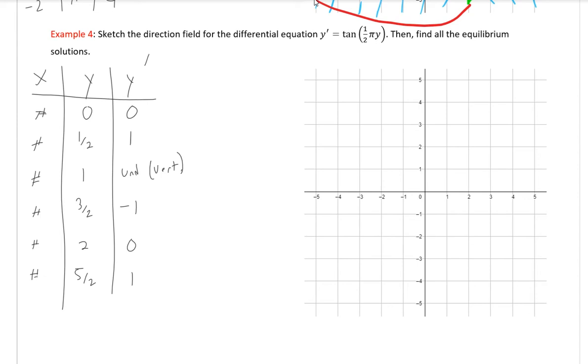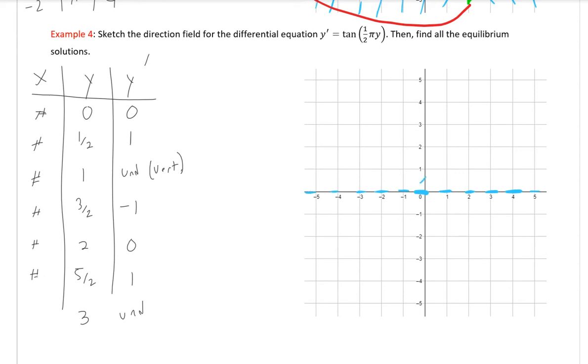You see this pattern here, which should look very familiar from tangent itself. If I plug in the next number 3, I'm going to get another undefined. So let's start graphing this. We probably should be able to see the pattern after that. So at y is 0, I get a slope of 0. At y of 1/2, I get a slope of 1.